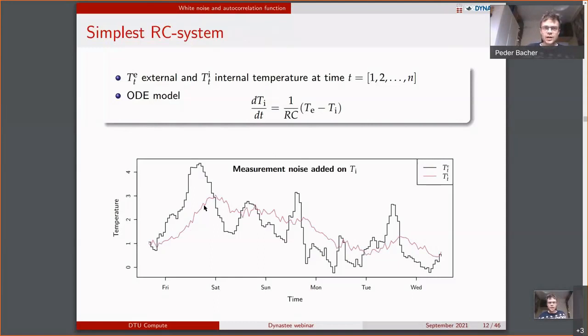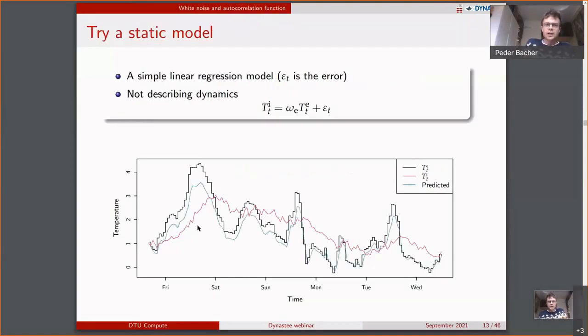Let's add a bit of measurement noise, since statistical models work better then. When we measure the internal temperature, we have a bit of noise, just from the electronics in the sensor or something. Now we simulate this system, and let's use that data and fit some models. Let's try first with a simple linear regression model. It's not describing the dynamics; we could call it a static model.